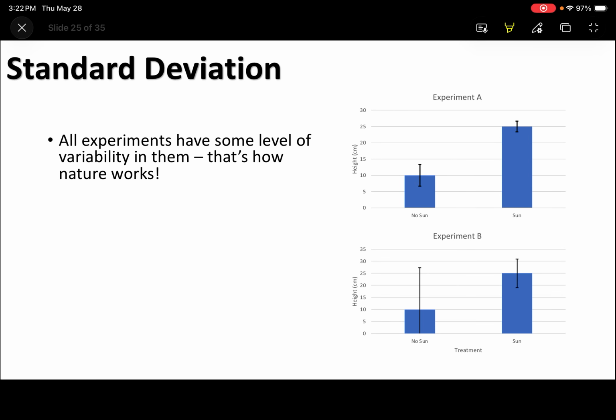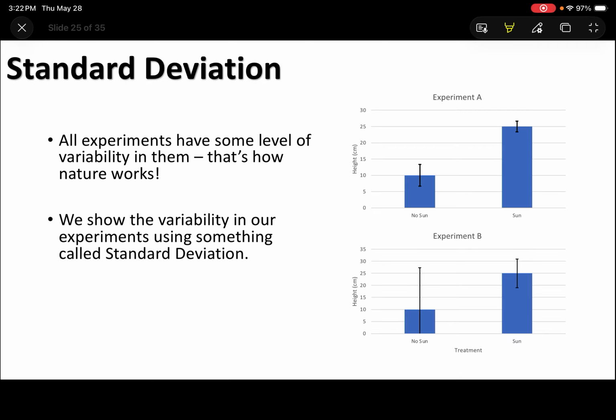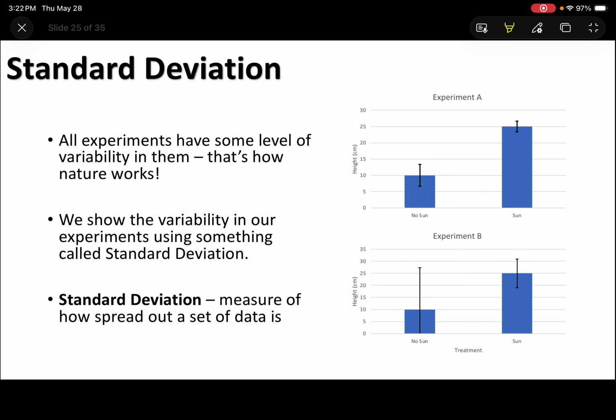And whenever you see a bar graph or even a line graph, it is super important that you look for the standard deviation, because all experiments that we do have some level of variability. Not everyone is going to grow at the same rate. Not all people are going to respond to a medication the same way. Variability is a part of nature, and so we have to be able to show that. And so we use standard deviation, but it's just a math term for variation. So how far away were numbers on average from the average? It's a measure of how spread out the data is.